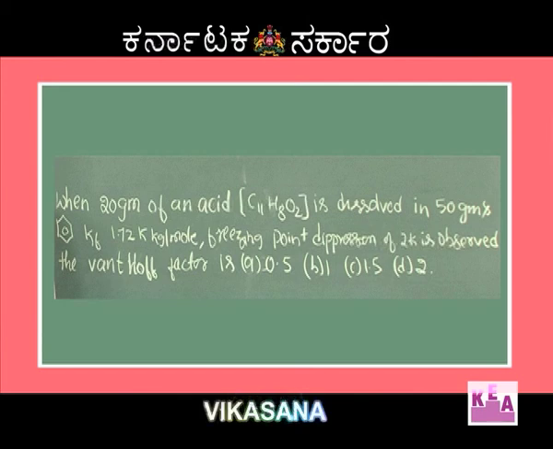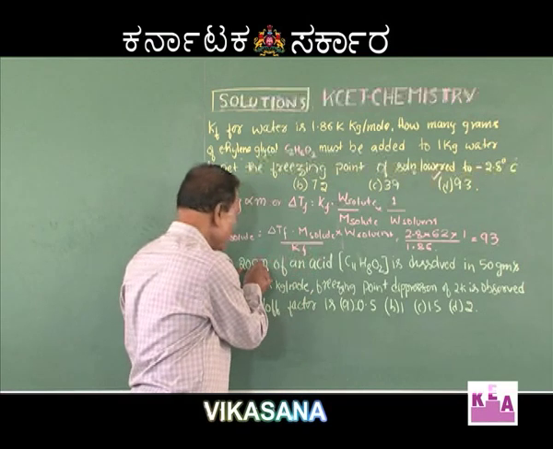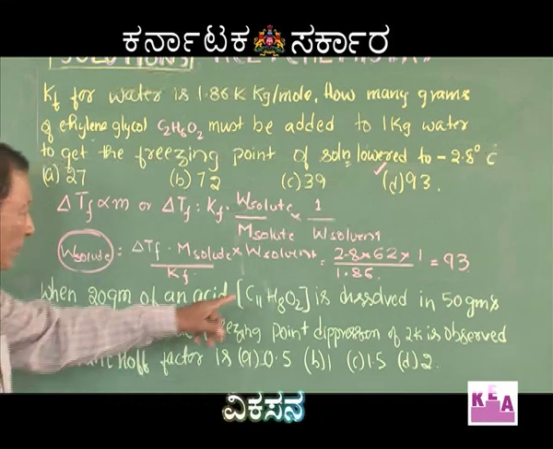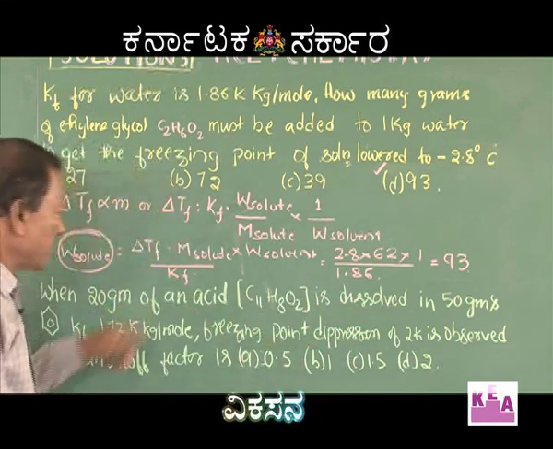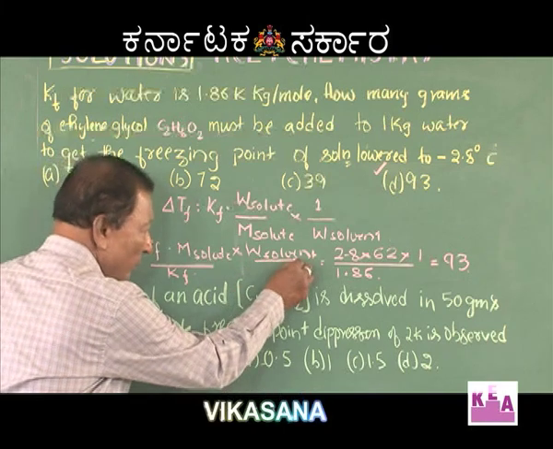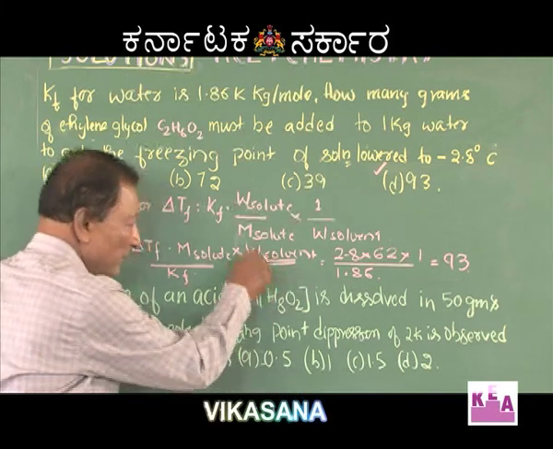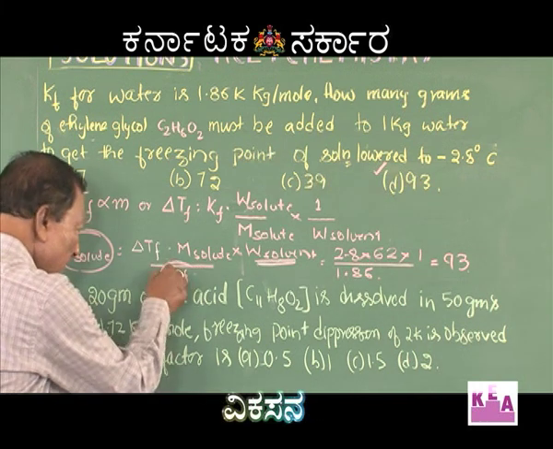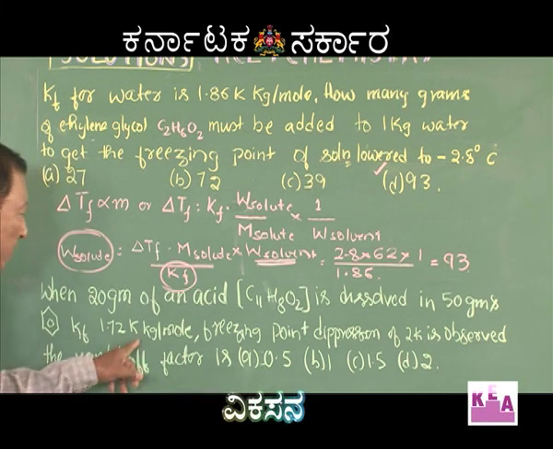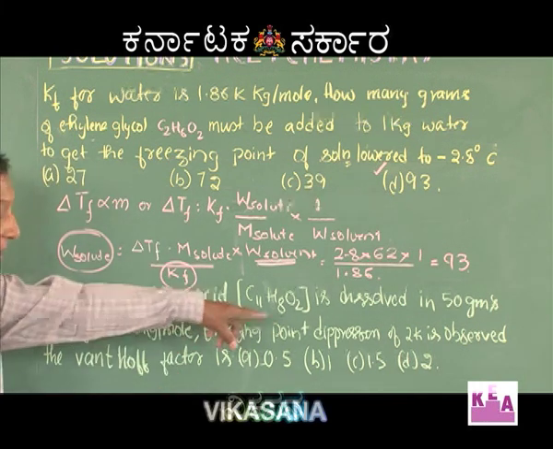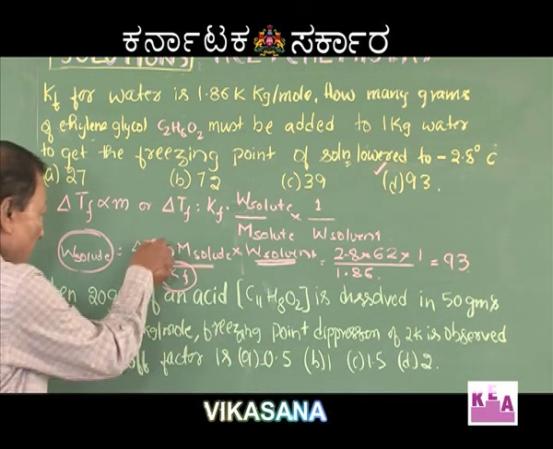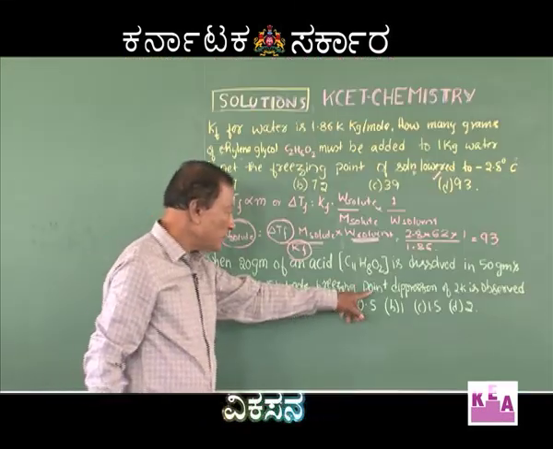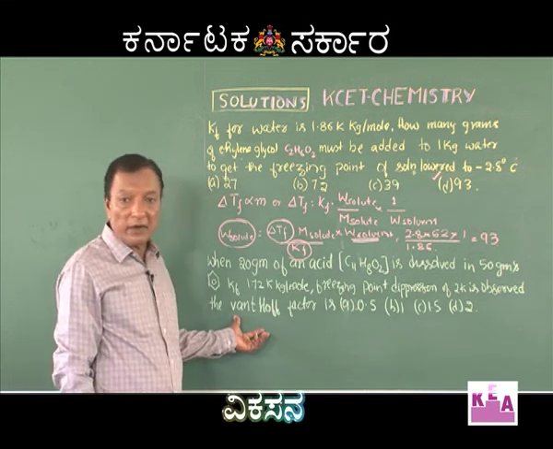That means 20 gram of the solute is given here, 50 gram of benzene, weight of the solvent is given, and Kf is given, 1.72 Kelvin kg per mole. Freezing point depression delta Tf is given. From these, we have to calculate the Van't-Hoff factor.